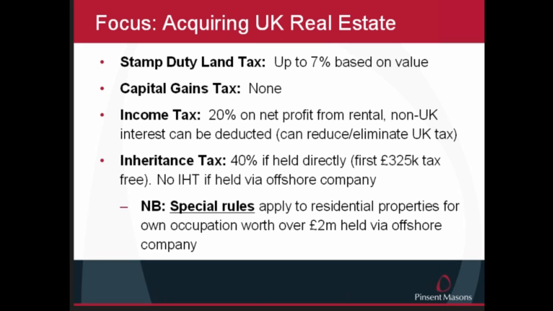And the typical planning that's been done to avoid inheritance tax has been to hold UK real estate via an offshore company. And the reason why people do that is because your interest is then in the shares in the offshore company, and that is a non-UK asset. So if you're coming as a non-domiciliary Malaysian domicile to the UK, as I mentioned before, you only pay inheritance tax on UK situs assets.